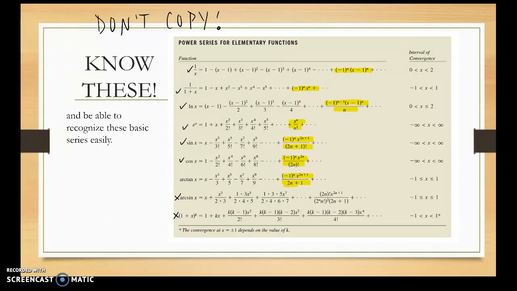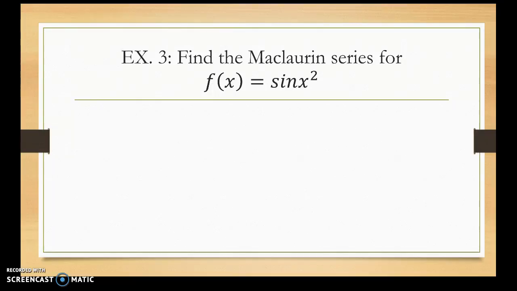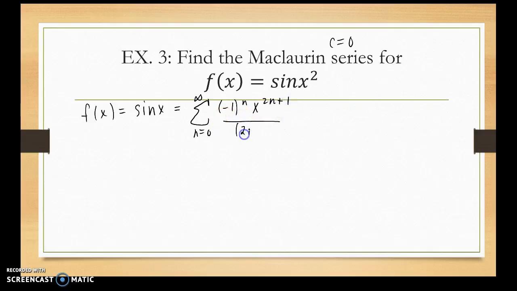Okay, so how is this useful? Find the Maclaurin series for the function sine of x squared. Okay, Maclaurin, center is at 0. So from our basic list of functions, the series for the sine of x is defined as the sum from 0 to infinity of (-1)^n x^(2n+1), all divided by (2n+1) factorial.